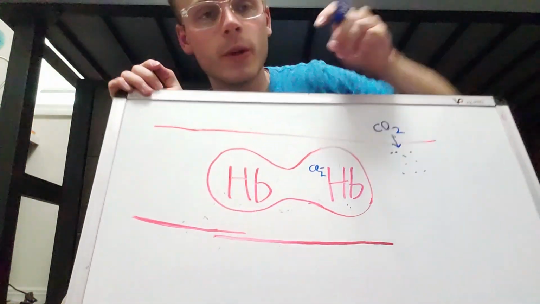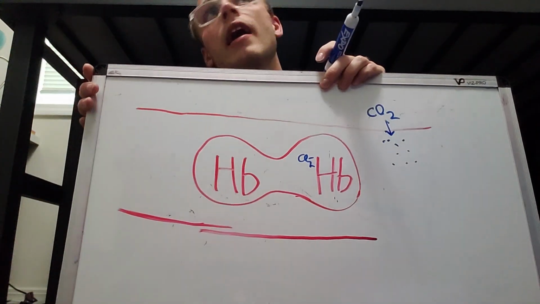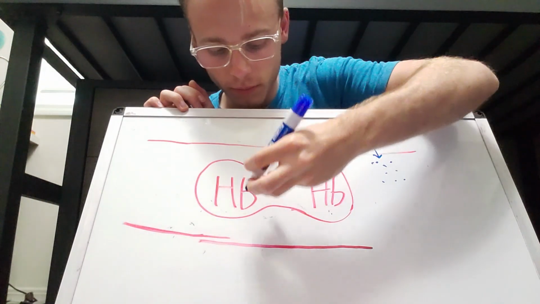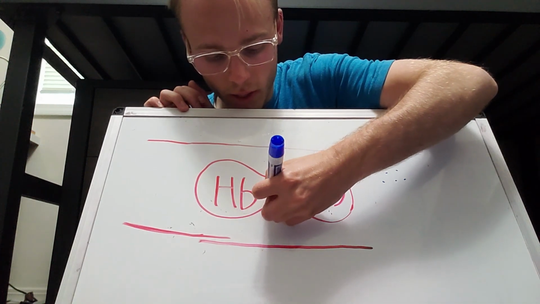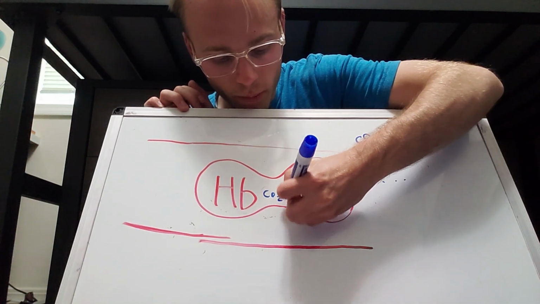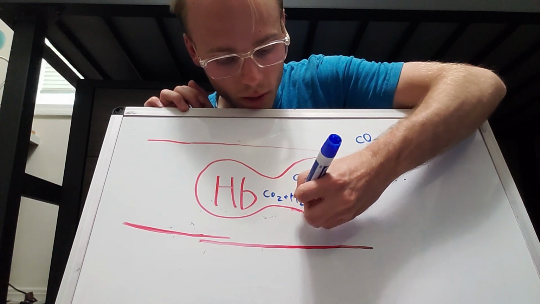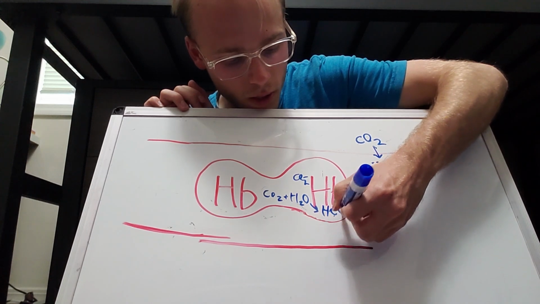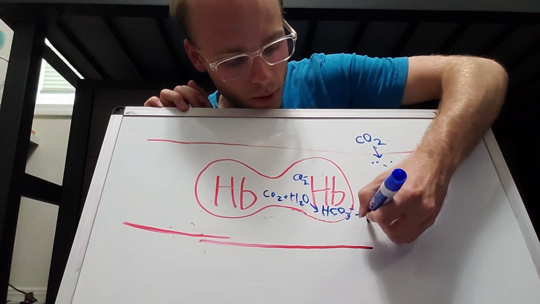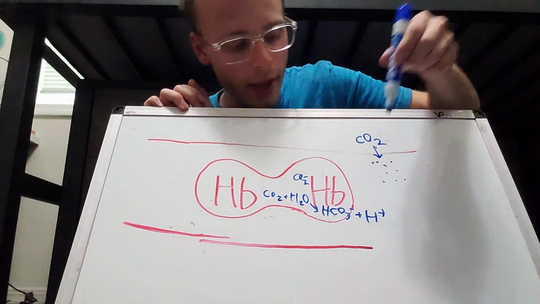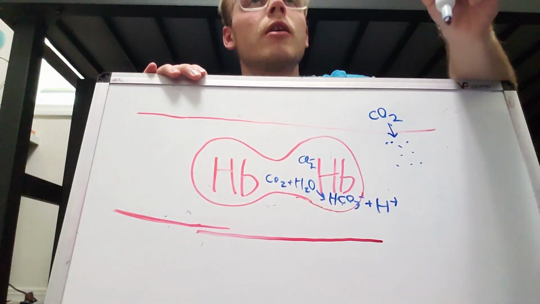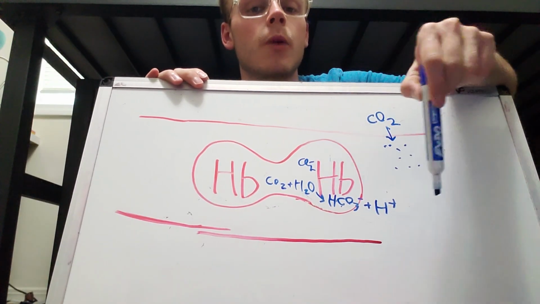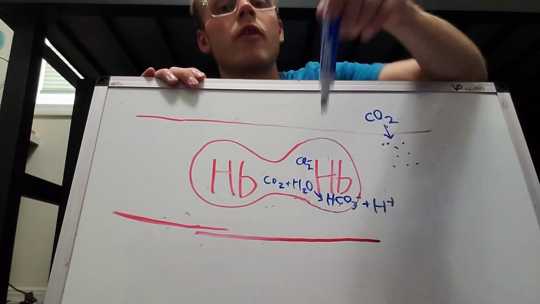The other part: red blood cells have carbonic anhydrase, which turns CO2 and water into bicarbonate. So we have CO2 plus H2O, and that turns into HCO3 minus plus H plus. About 70% of the carbon dioxide in our body is actually maintained as this bicarbonate that comes from the carbonic anhydrase within our red blood cells.